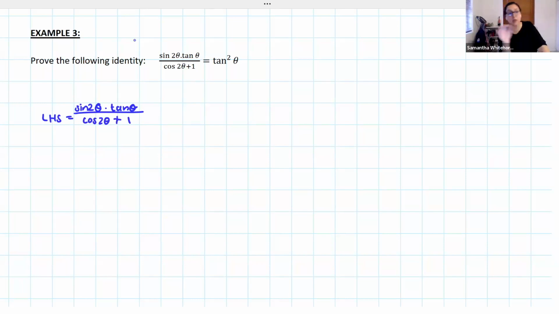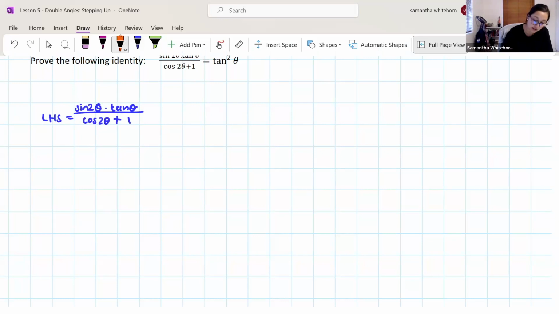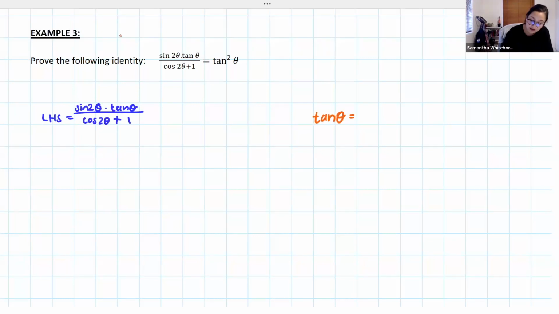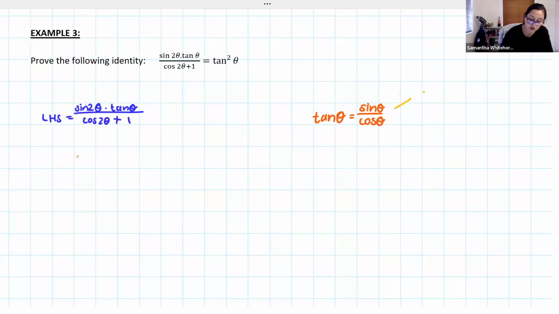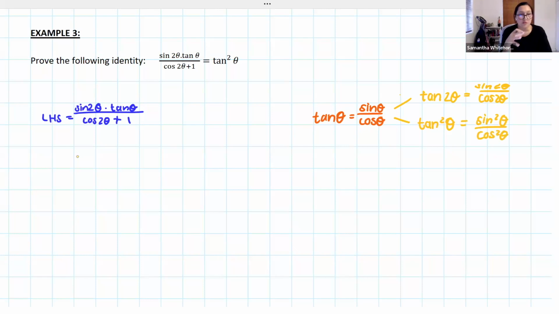Okay. First things first, always change the tan. So one identity that we should sort of know already from grade 10, change the tan. Tan identity is that tan theta is equal to sine theta over cos theta. And what I want you guys to just remember is that there's multiple forms of this identity. So this could also translate to a double angle. So tan 2 theta is equal to sine 2 theta over cos 2 theta. It could also translate to a squared. So tan squared theta is equal to sine squared theta over cos squared theta.